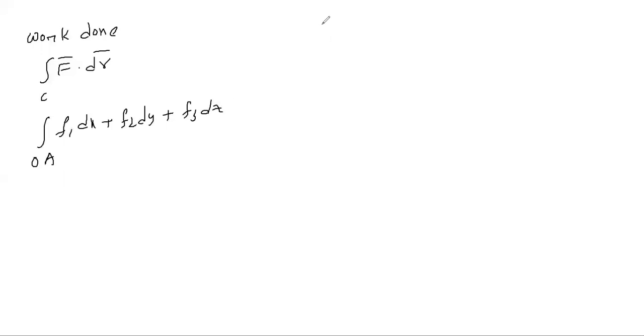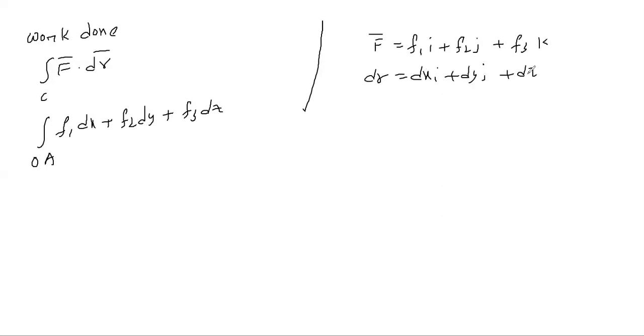If anybody was absent in the last class, see here, for example, F bar is f1 i plus f2 j plus f3 k, and dr is dx i plus dy j plus dz k. So F bar dot dr is a dot product: f1 dx plus f2 dy plus f3 dz. I have written this one; if you want, include it in the solution also.